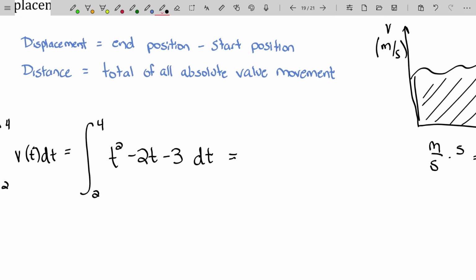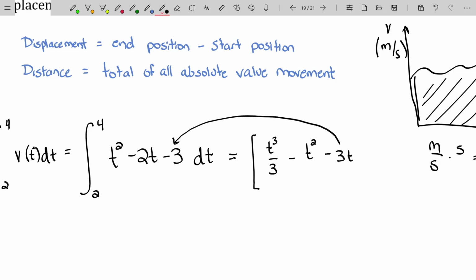What are the antiderivatives here? Well, the antiderivative of t squared is t cubed over 3, minus the antiderivative of 2t, which is actually t squared. You could double check by taking its derivative. Each of these, by the way, you should always double check. Take the derivative of that. The derivative of t cubed over 3 is 3t squared over 3, which is t squared. The derivative of t squared is 2t. Well, specifically negative t squared would be a negative 2t. And then finally, the antiderivative of negative 3 is a negative 3t. Double check. The derivative of negative 3t is totally a negative 3.